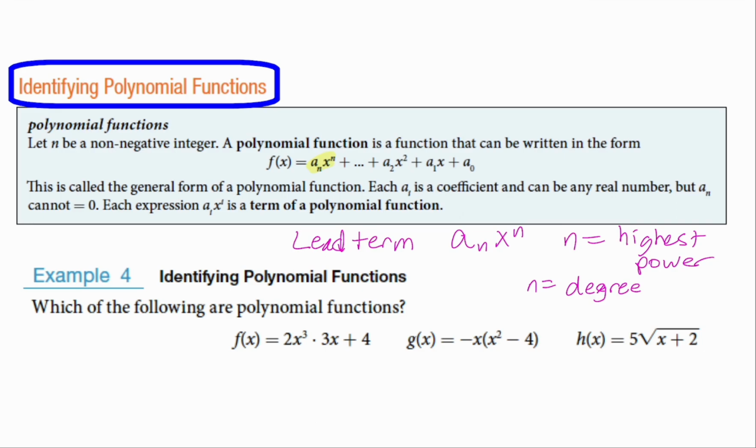Now, in example 4, it says identify the polynomials. Well, this one looks like a polynomial. It will look better if we smush some things together. So that's really 6x to the 4th plus 4. That's a polynomial. It has degree 4, and it will look like a quadratic kind of. It's been shifted and moved a little bit.